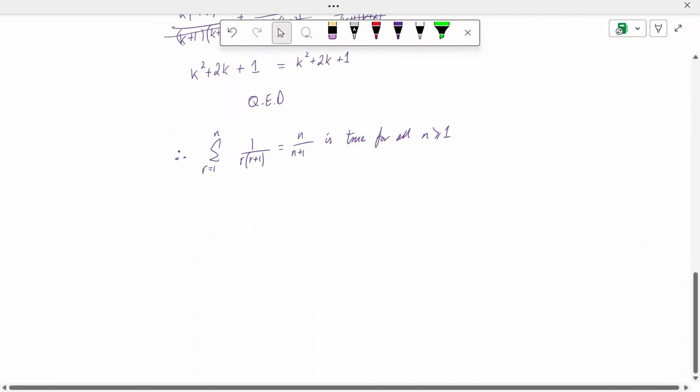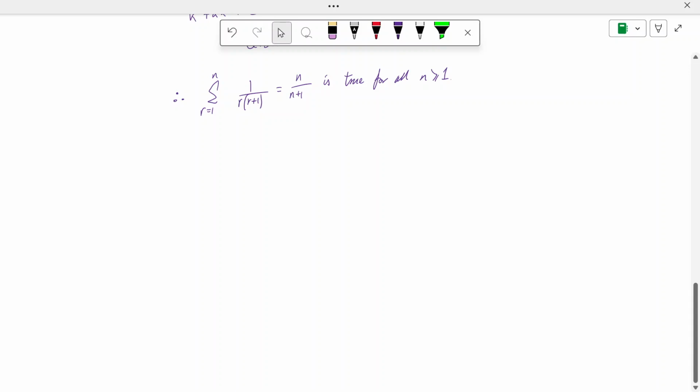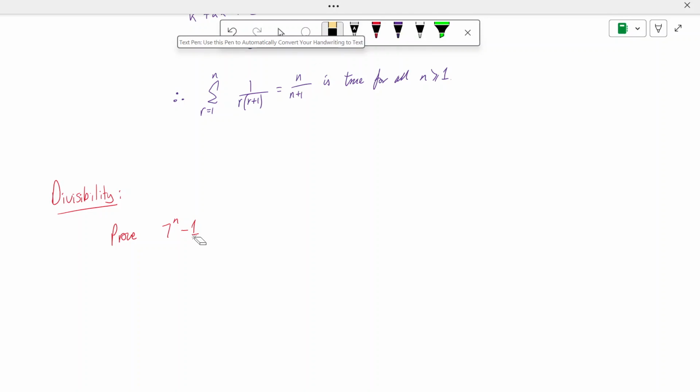Now we're going to look at an example for divisibility. So we could prove sums or we could prove divisibility. Divisibility looks slightly different. We're going to prove that 7n take 1. I'm actually going to put this in a different video.